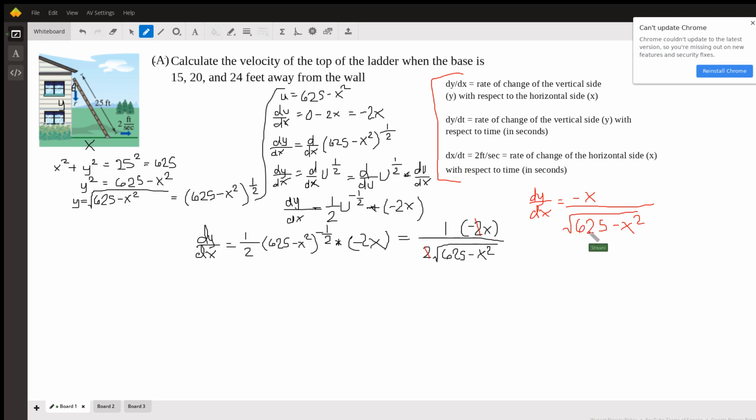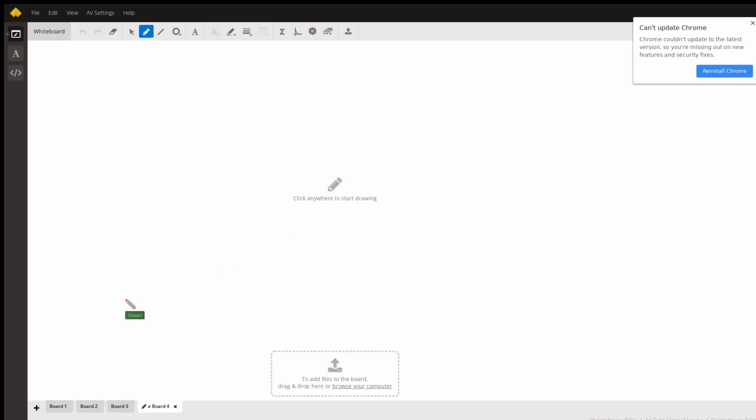So now that we have dy over dx, we can obtain an expression for dy over dt, which is the rate of change of the vertical side with respect to time. So I'm going to open up another board here. So dy over dt, let me use a different color here. Right. So dy over dt is equal to dy over dx times dx over dt.